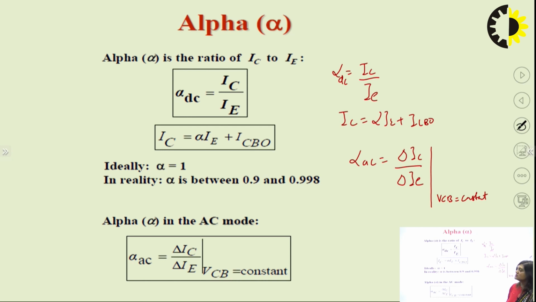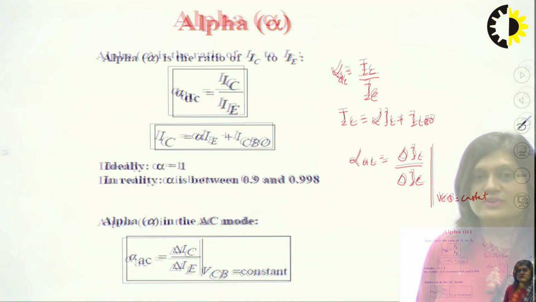So this is about the common base configuration. Common base configuration is generally used for high frequency applications. It is not generally preferred for amplification purposes. In the next lecture we will discuss the common emitter configuration. Thank you.